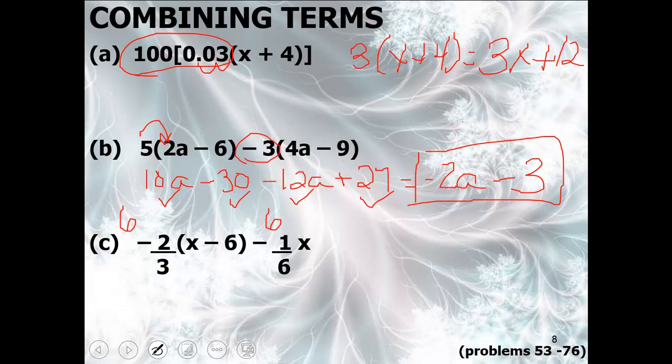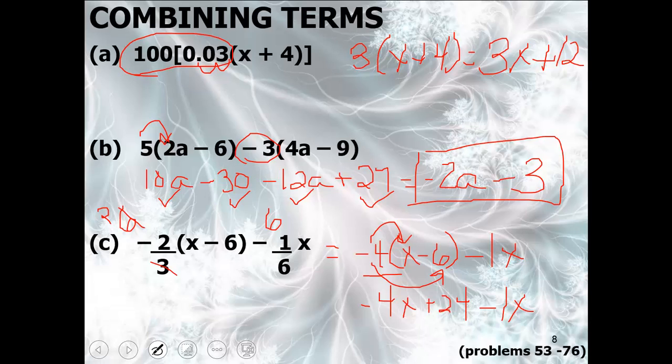Okay? So when I multiply 6 times negative 2/3, I get a negative 4 times x minus 6. Then when I multiply 6 times 1/6, I get a negative 1x. Now I'm going to distribute my 4, and I get negative 4x plus 24 minus 1x. You might have just written minus x. That's okay. I'm going to combine my likes, and I get negative 5x plus 24.